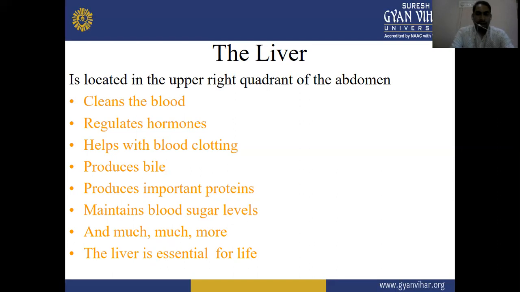Next one is helps with blood clotting. The liver is responsible for producing most of the coagulation factors, which helps with blood clotting. Next one is produce bile. The liver produces bile, and bile produced by the liver is stored in the gallbladder.